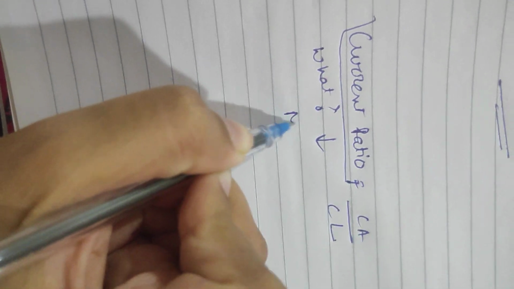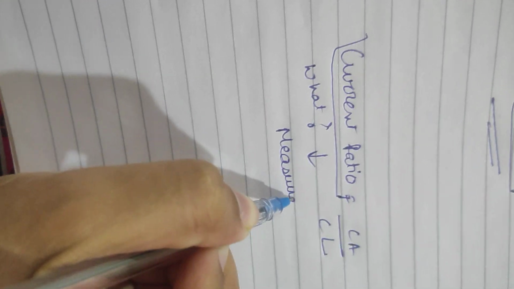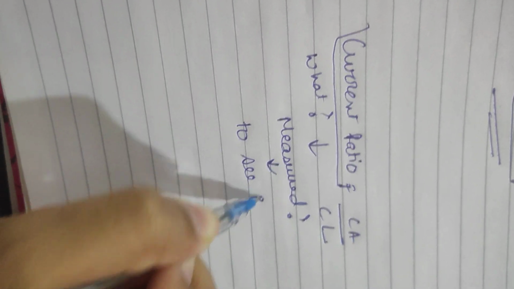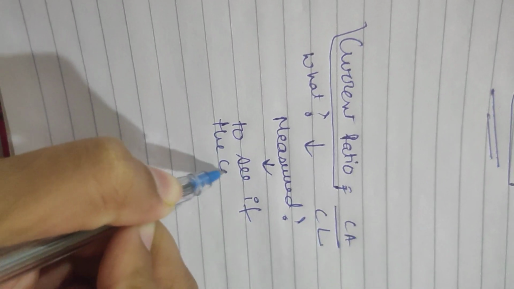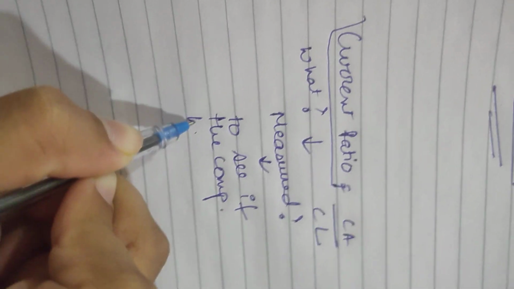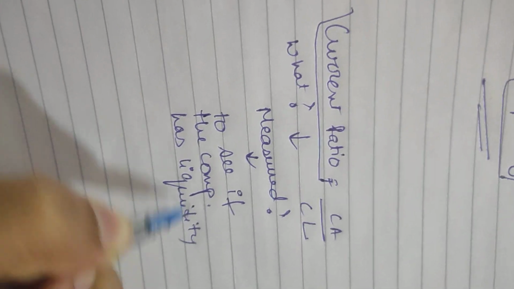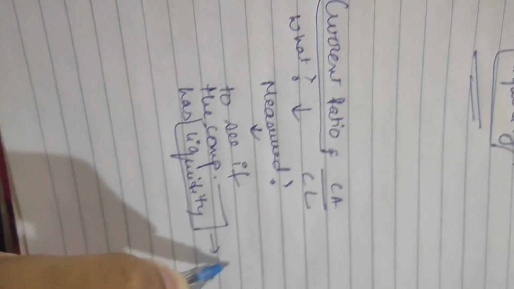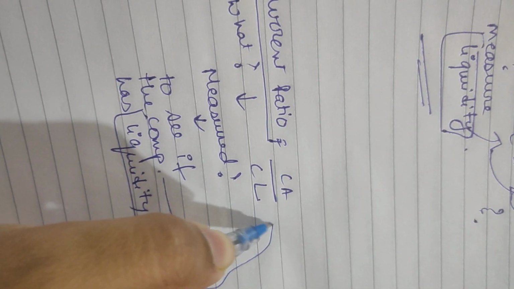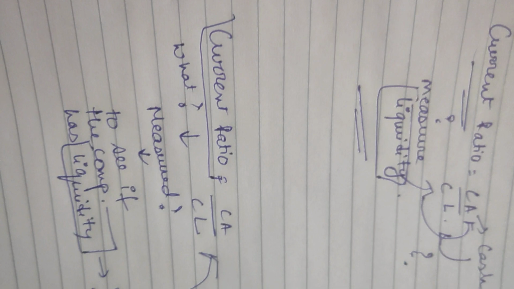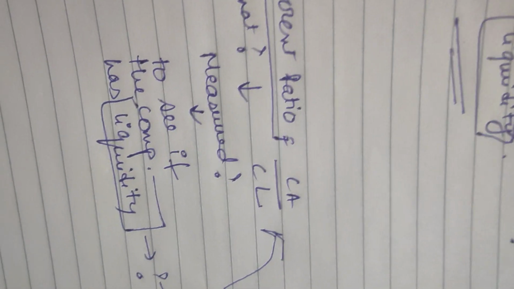Let's see why the current ratio is measured. So why is it measured? To see if the company has liquidity. What do you mean by liquidity? Liquidity is to see if the company can pay its current liabilities from the current assets they hold.